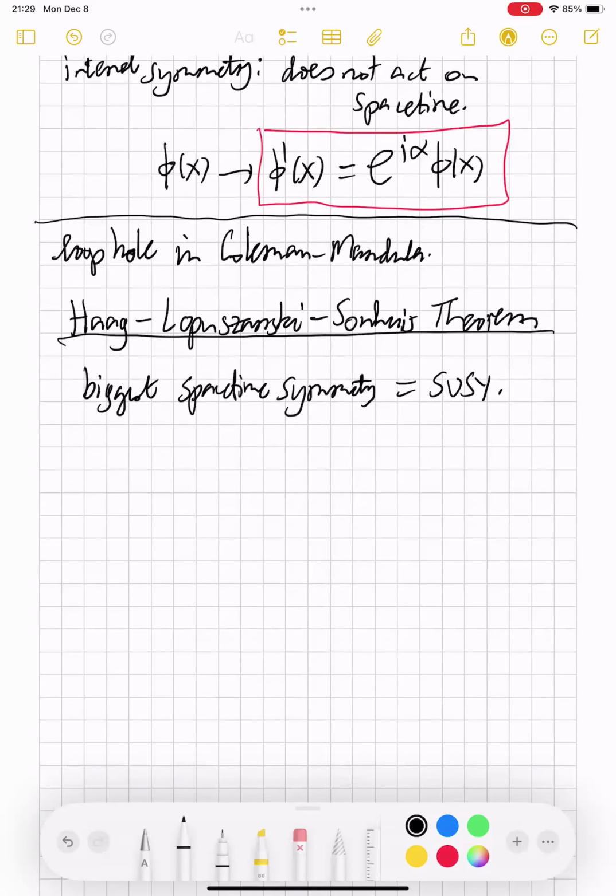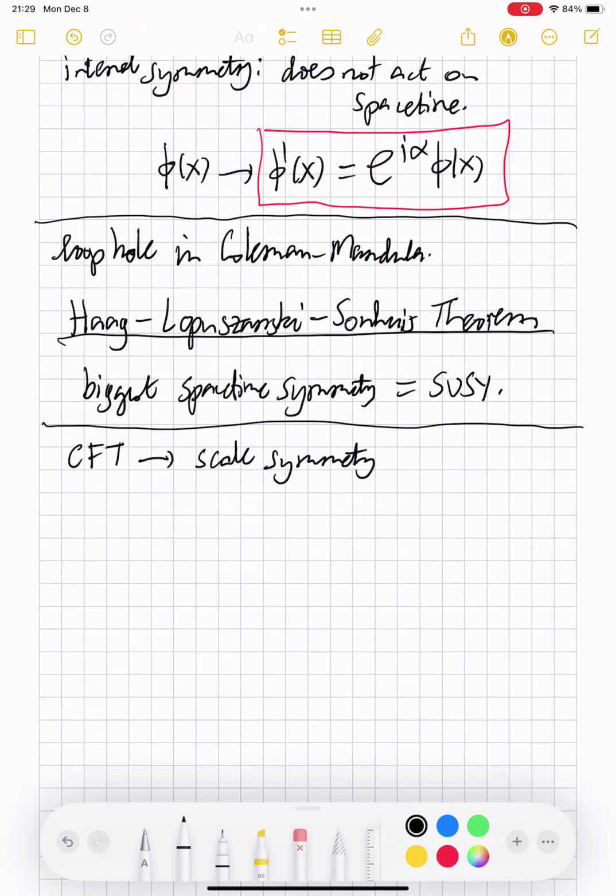Now, at this stage, I think you must be puzzled. You should be objecting. And the reason why you should be objecting is this course is all about CFT, but in CFT, you also have a scale symmetry. This is something that we've stressed a few times in our discussions. But how does scaling act on the space-time coordinates? Well, it does act. x^μ goes into λx^μ. So that means conformal symmetry is a bigger space-time symmetry than Poincaré invariance. So it's inconsistent with the Coleman-Mandula theorem.